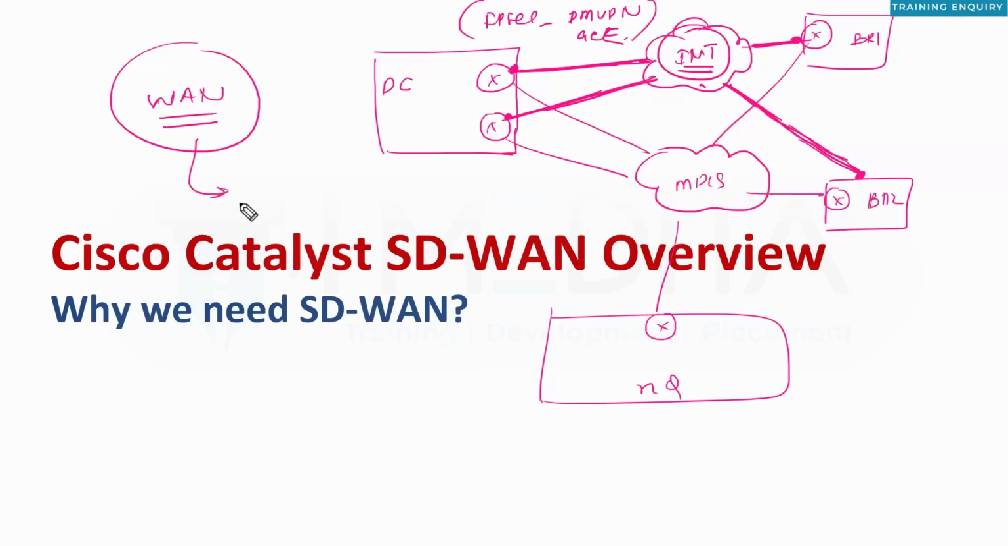WAN traditionally was focused more on connectivity, connecting different branches, headquarters, and data centers all together. WAN was more focused on connecting all the WAN edge devices together so that reachability can be provided from one location to another. To provide the reachability, we can use GRE, VPN, IPsec, and other technologies to provide the connectivity from LAN to LAN.